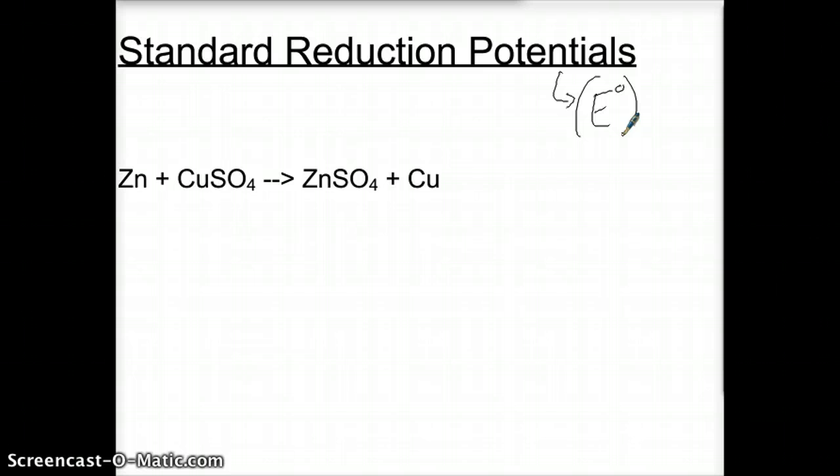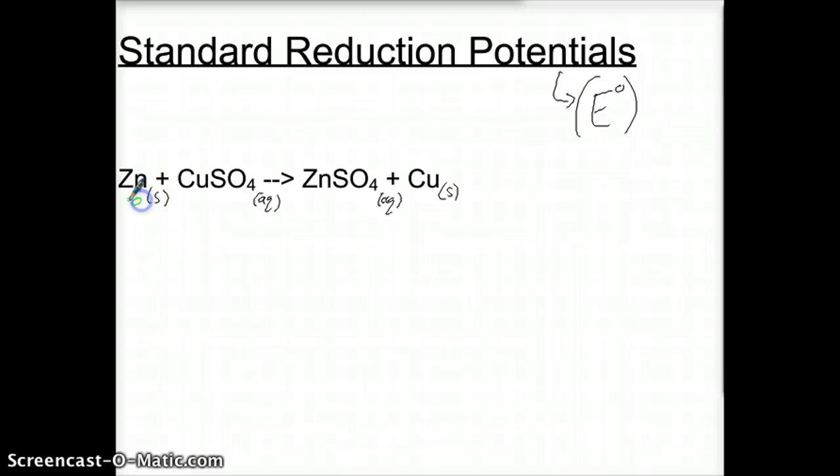So first, just a little review. Here is an equation where we have zinc solid in a solution of copper sulfate. And when they react, they form zinc sulfate and solid copper. Okay. So first thing, a little bit of review, is we want to figure out what is getting oxidized, what is getting reduced, or if that's happening at all.